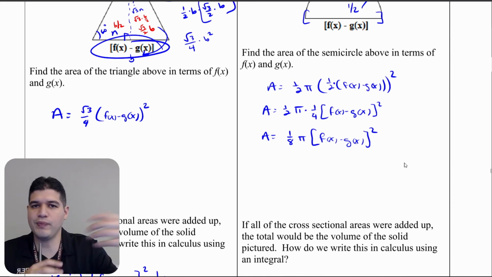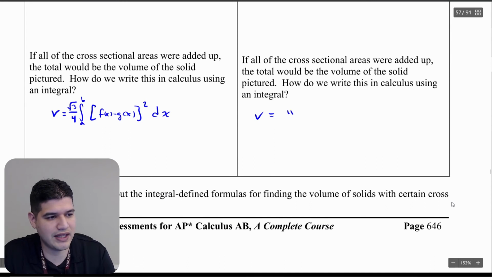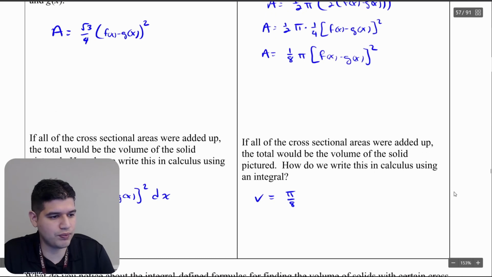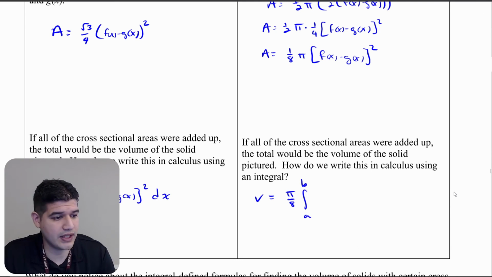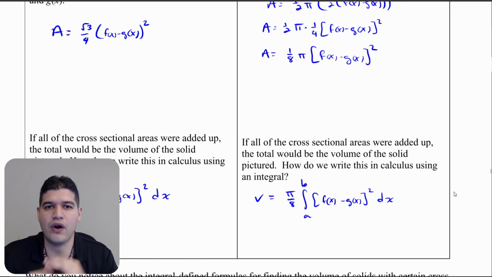Again, going from area to volume, that's just the integral. My volume is going to be, of course, I'm going to take that pi over 8 out because it's just a constant multiple. So pi over 8, and I'm going to go from a to b, whatever those intersection points might be. Then I'm going to have f of x minus g of x squared dx. And that's how we're going to find volume for all these different shapes.